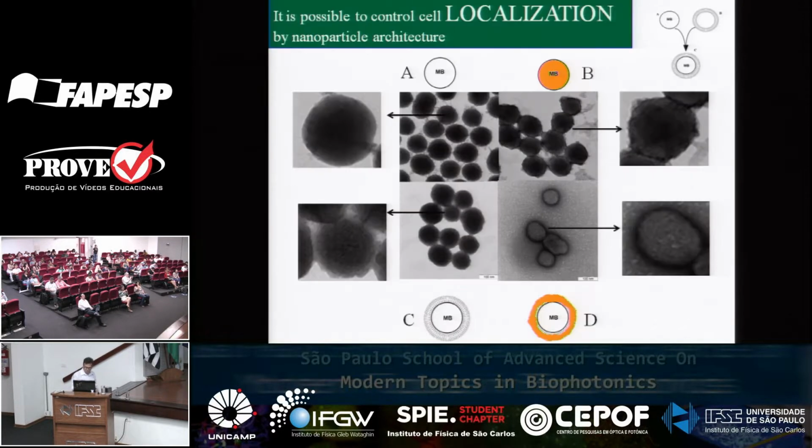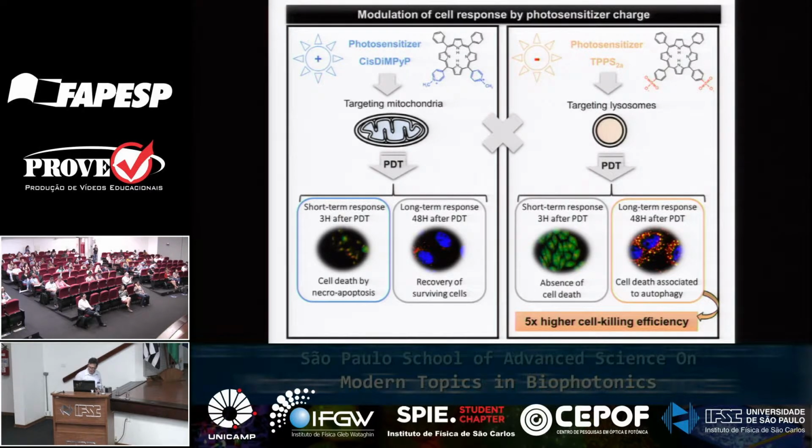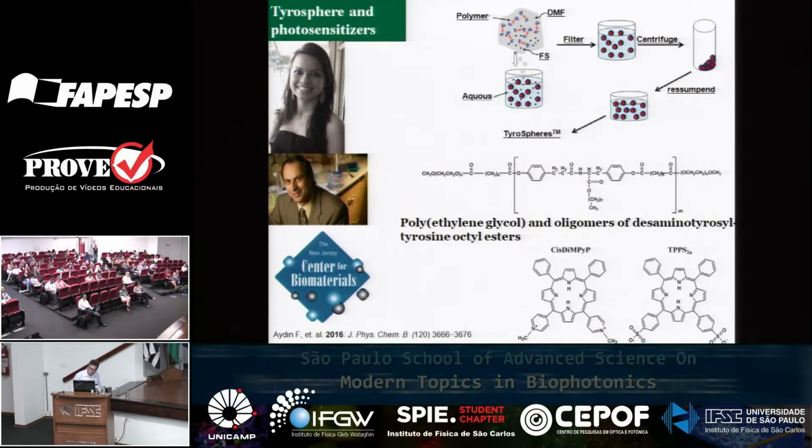Very quickly here also, I just want to give you a bit more of the rest of the dissertation of Diana, because she reached this point in which the molecule is more efficient than that. But then she spent some time in New Jersey, in this center of biomaterials with Joachim Kohn, and she devised a way to incorporate these two molecules into something called the tyrosphere.